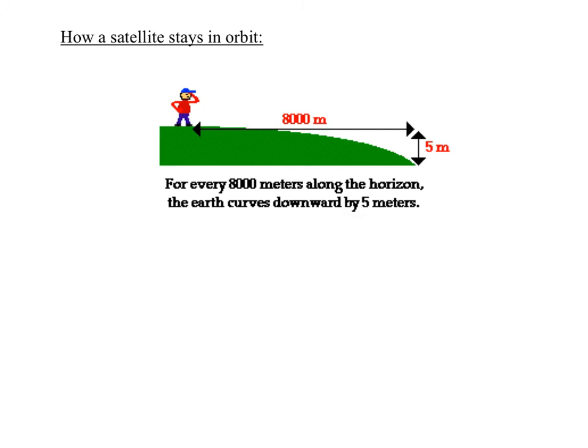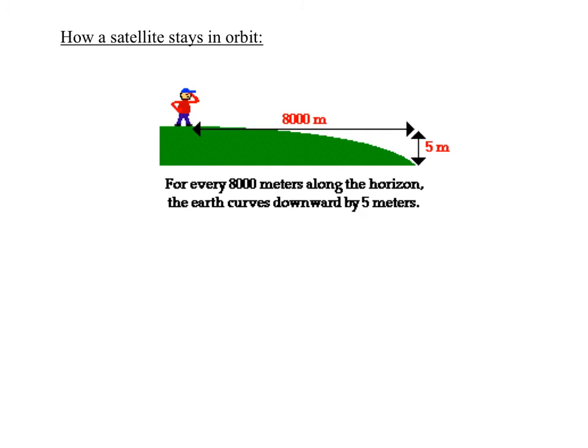All they got to do is this. Every 8,000 meters that a satellite goes this way, they got to make sure they don't fall more than 5 meters. That's what a satellite has to do. It has to move around the Earth with the exact same curvature that the Earth has. So here's what a satellite really is.